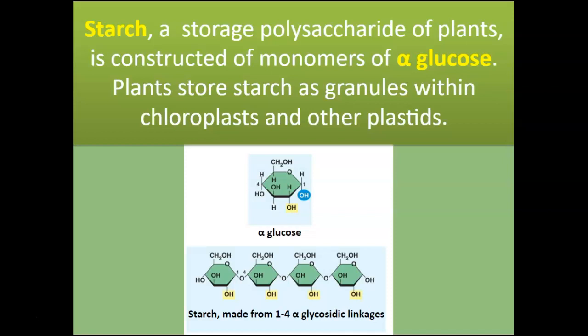An example of a carbohydrate is starch, which is a storage polysaccharide of plants. Starches are made from alpha glucoses, and the function of starch is energy storage. So you can see that they're stored in chloroplasts and other plastids.